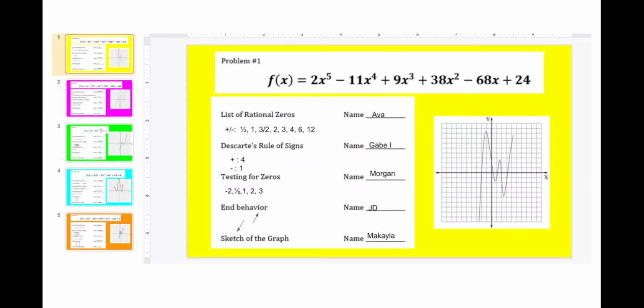Here is a still frame of that small group student work. Each group had these same 5 slides to work through, with a new problem on each slide. On this slide, Ava was in charge of finding all the rational zeros, but on the next slide, Ava was responsible for Descartes' rule of signs. Meanwhile, Gabe completed Descartes' rule of signs on this slide and moved to testing for zeros on slide 2, and so on. Remember, this was in the students' own breakout room, but they could elect to pop into the main Meet where their teacher could lend individual support.